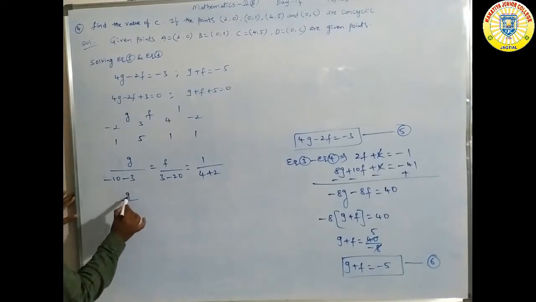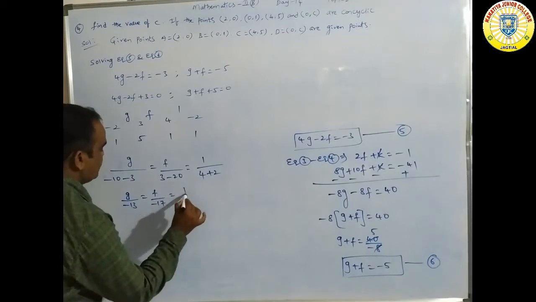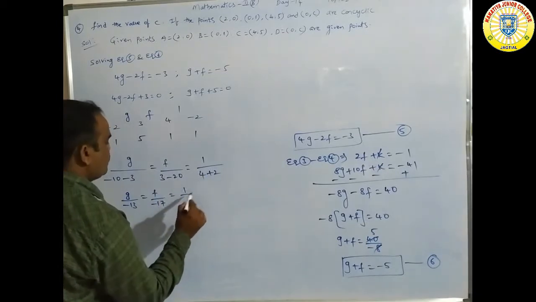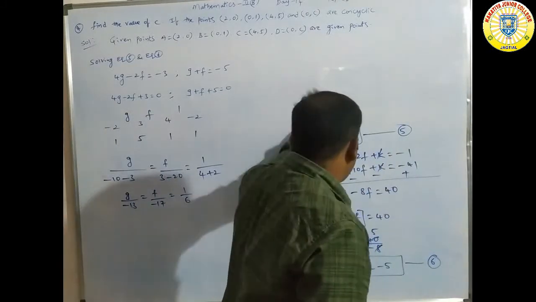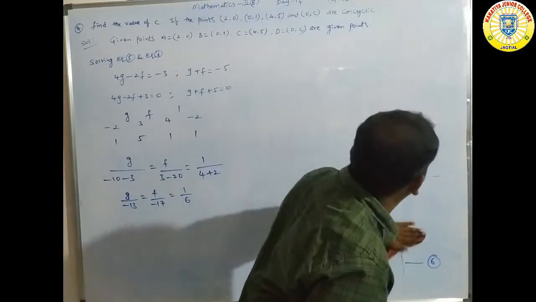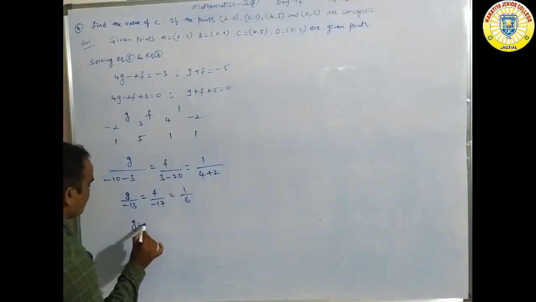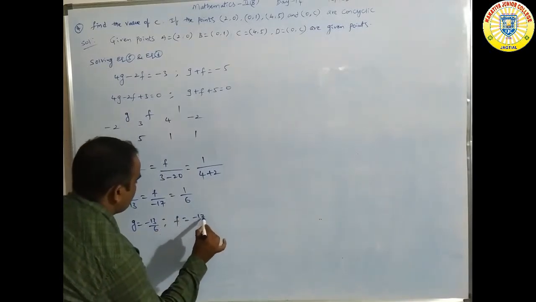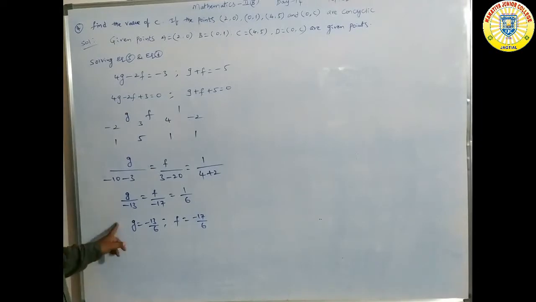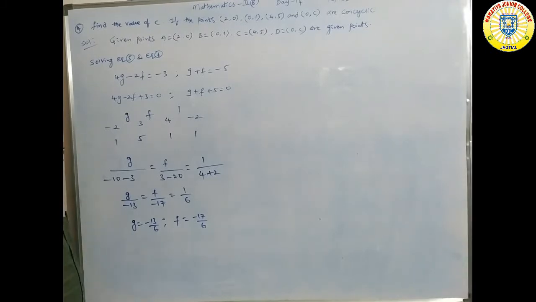That is nothing but g by, here minus 10 minus 3, minus 13, is equal to f by 3 minus 20, minus 17, is equal to 1 by 4 plus 2, what is the value? 6. So now we are solving this one. We get g, f values. Here g is equal to minus 13 by 6. F is equal to minus 17 by 6.